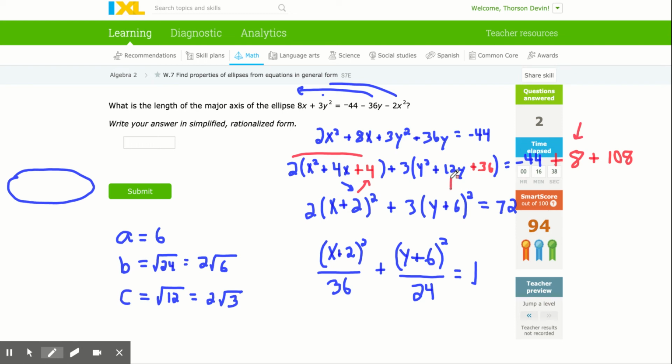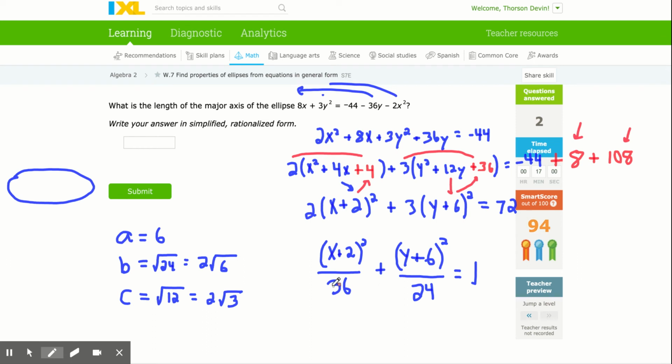Again, I had to take half of 12, which is 6, square 6, that gives me 36, which really I added 108, so that means I had added 108 to the right side, which gives me 72 on the right side, and these 2 perfect squares that have been factored. Now I divide by 72.